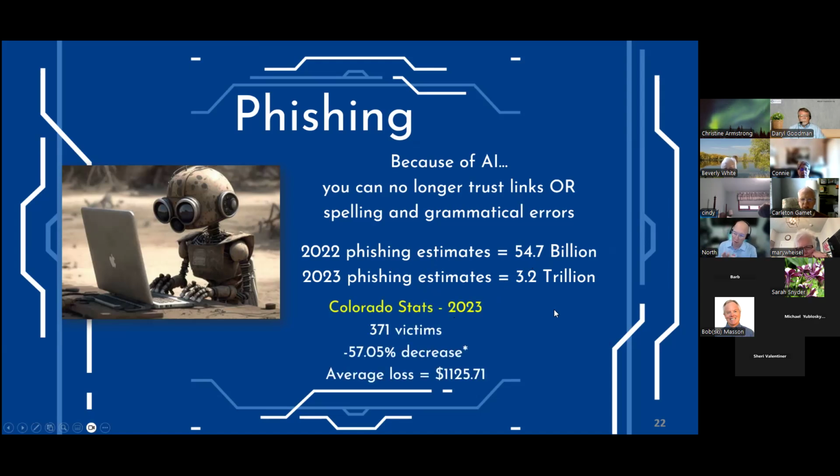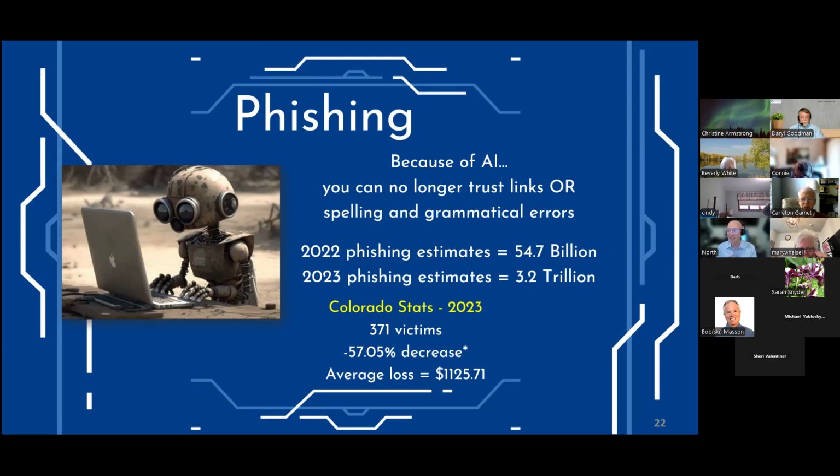In 2023, this is an interesting stat, 371 victims in Colorado alone reported. Now, that's a really important number to understand. 371 victims reported that they fell victim to a phish. Here is an interesting stat that is kind of misleading.